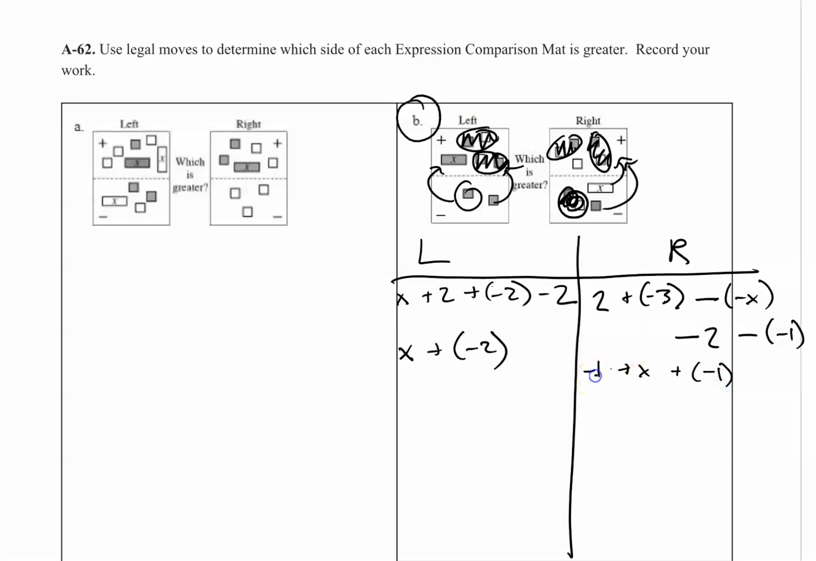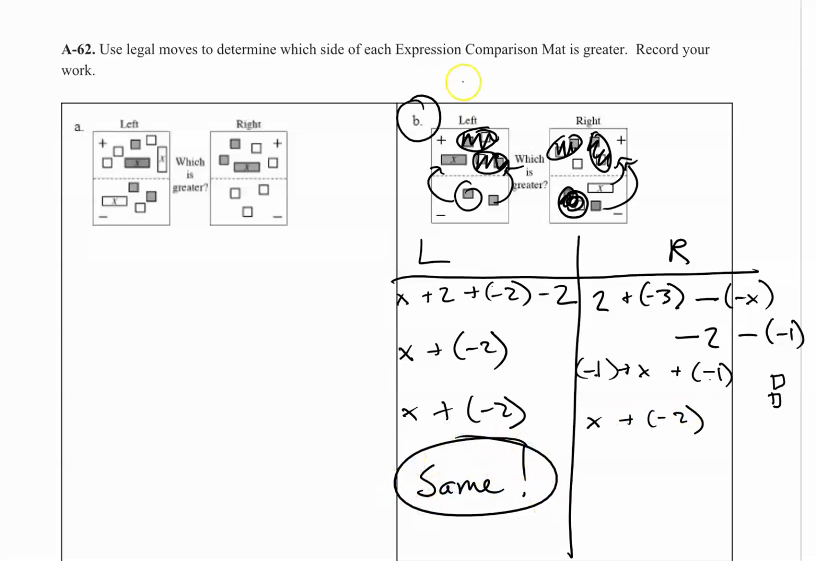Now, if we have a negative 1 and a negative 1 together, those collectively are going to be 2 little white tiles. So collectively, that makes negative 2. Same. So you can say both sides are equivalent, if you like.